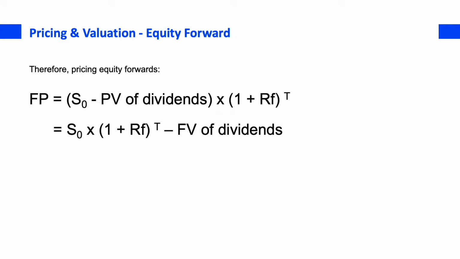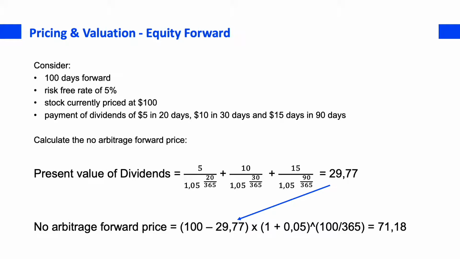Which one you want to use will depend on the information you've got. For example, the examiner may give you the present value of dividends. That makes it easiest to use the first version. They may give you the future value, which is easiest with the second. So let's put that into practice and see how we can price this contract, and then we can see the impact of these dividends on the valuation.